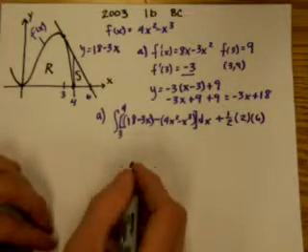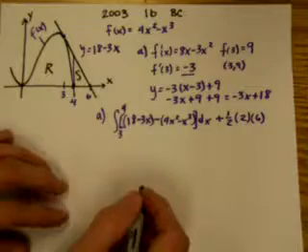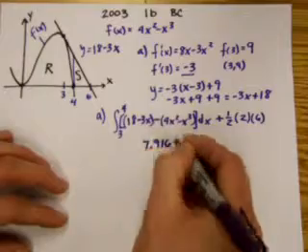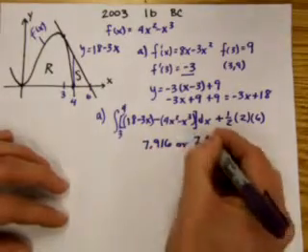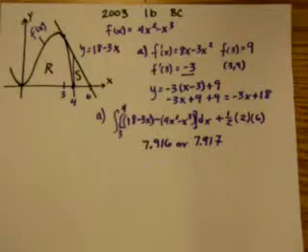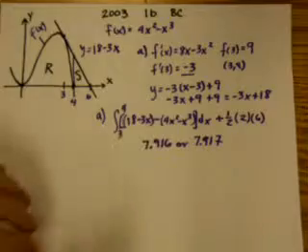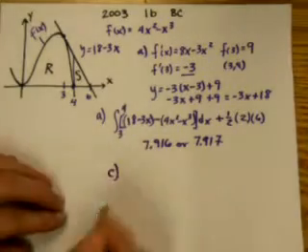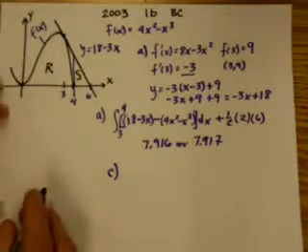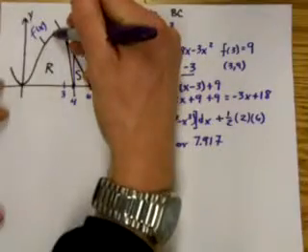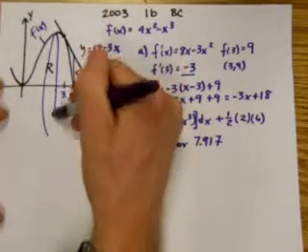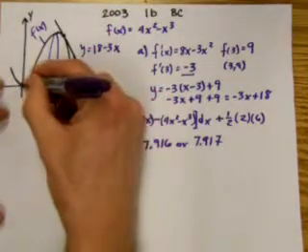So plug that in. There's also another couple ways you can break this down into parts, but this is just one way, and you should get 7.916 or 7.917. The last thing that you're asked to do is to find the volume of region R revolved around the x-axis. So that's going to look like this.